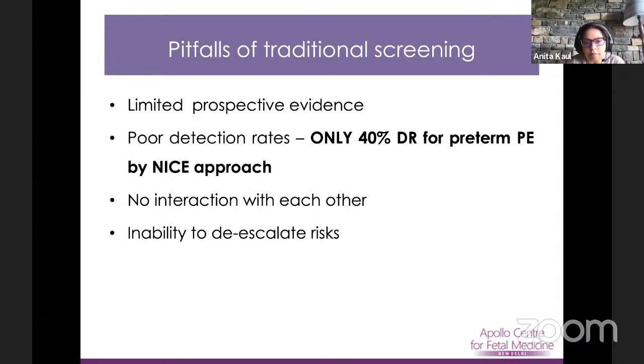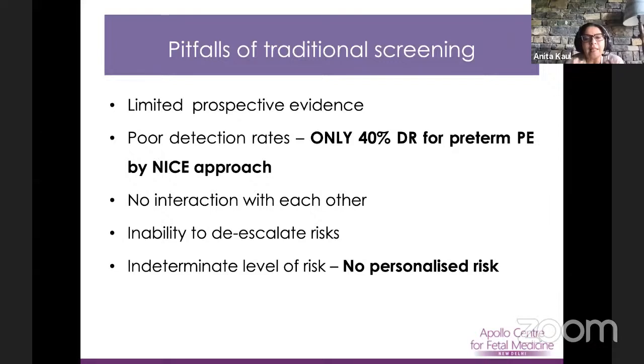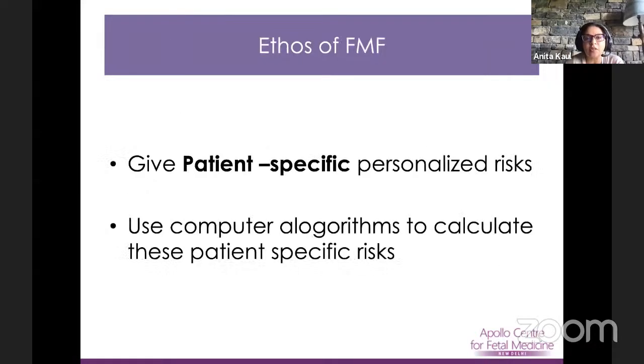if say you do a test and you find that the uterine artery, in a woman who has had a history of previous preeclampsia, is absolutely normal and in fact very good, there's no way you can now de-escalate the risk and say, well, actually her risk is much lower now, and we need to make changes. And lastly, there is nothing personalized about doing this traditional screening.